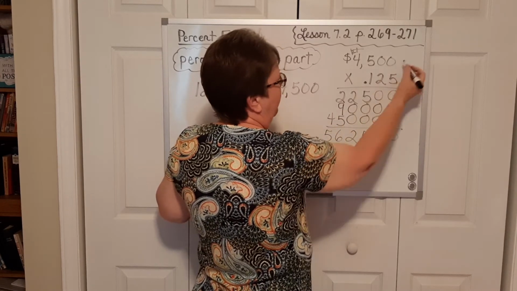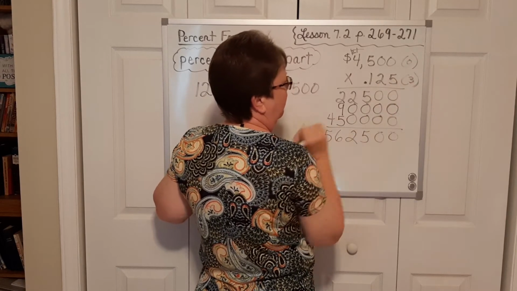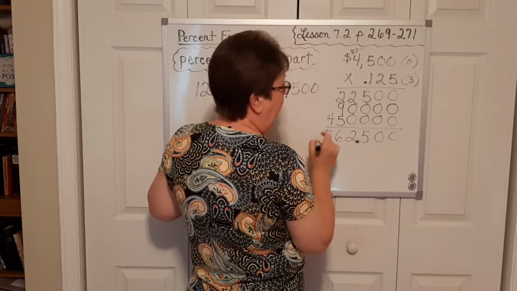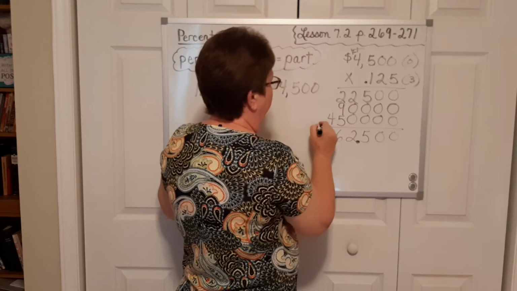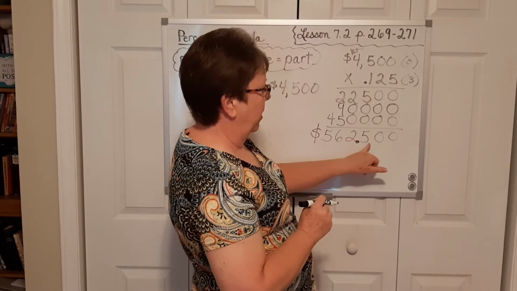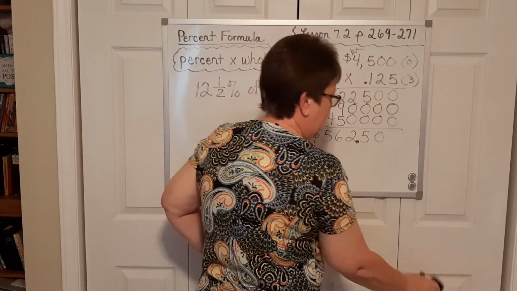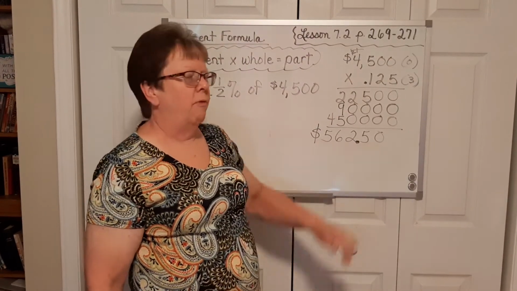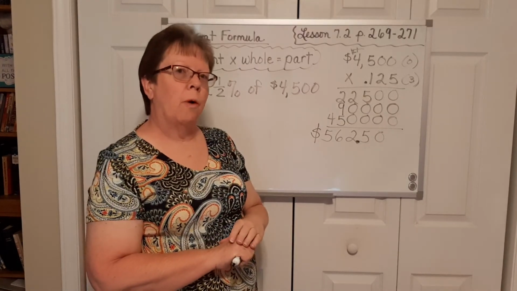Now we don't have any decimal places here, but we have 3 here. So 1, 2, 3. Since it's talking about money, we have to put our dollar sign, and money can only go out 2 places to the right of the decimal, so we're just going to get rid of that last 0. So there's our answer, $562.50. That's using your percent formula.